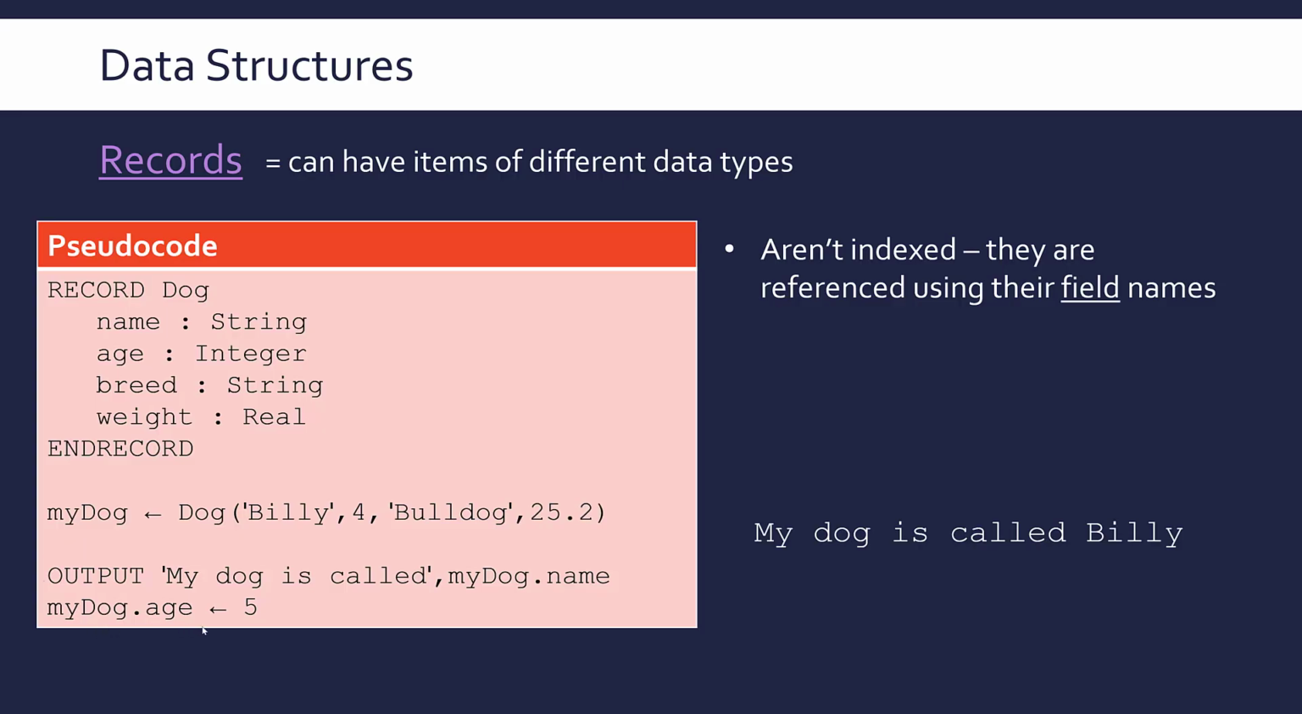And if you want to change a value in your record, you can do it with a similar process. So if I want to change age to be 5, myDog.age is set to be 5.